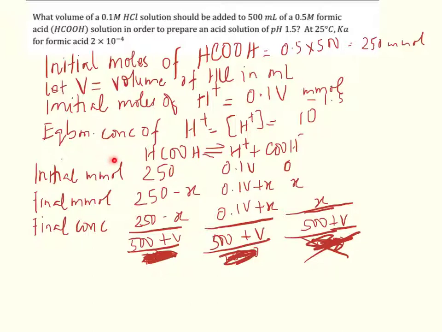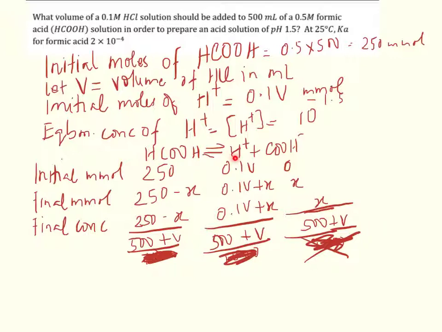Here's the table. Here's the dissociation of formic acid. This is the initial number of moles, that's 250 millimoles, which we computed here. Initial number of moles of H plus is all that came from HCl, which we computed here, 0.1 V. And then there's COOH minus, which is 0 because there's been no dissociation of formic acid. Once equilibrium is established, we assume that X moles of formic acid dissociate, so you get 250 minus X left when equilibrium is formed.